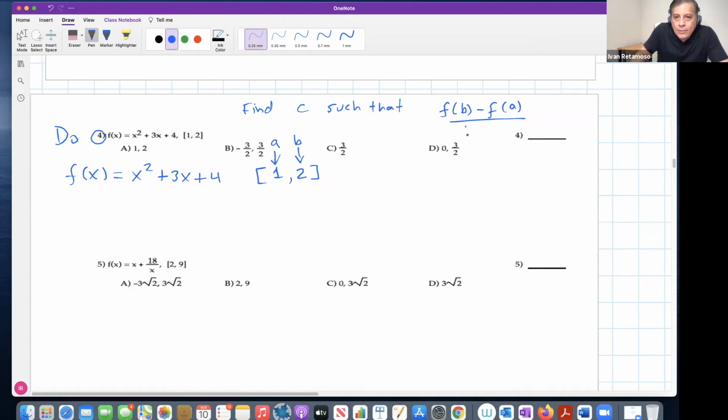A slope of the secant line equal to a slope of the tangent line, or equivalently, the average rate of change of the function from A to B should be equal to the instantaneous rate of change of the function at some input value C between A and B, right? So follow this.